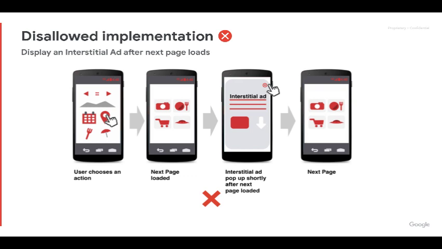Here's the disallowed implementation when it comes to interstitial ads in between pages. So, for example, a user chooses an action, then the next page is loaded, and then an interstitial ad pops up shortly after the next page is loaded, and then you lead them to the page that they wanted to go to.